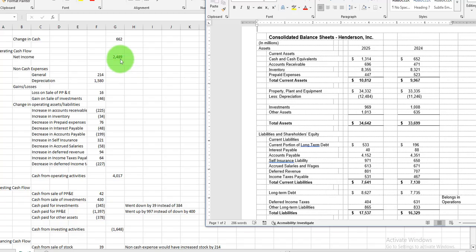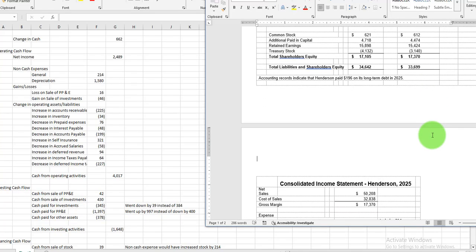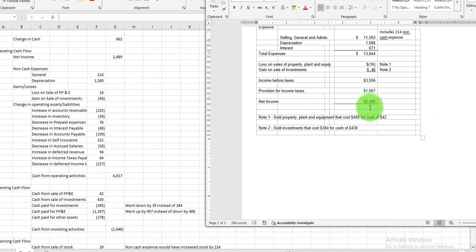All right, so we're going to jump into the operating cash flow section. It always starts, using the indirect method, with the net income. So we page down to the income statement, and we see that net income is 2489. We plug that in as the first number in our operating cash flow section. And there are three pieces to our operating section: non-cash expenses get added back, gains and losses, and then the hard or longer one, changes in operating assets and liabilities.